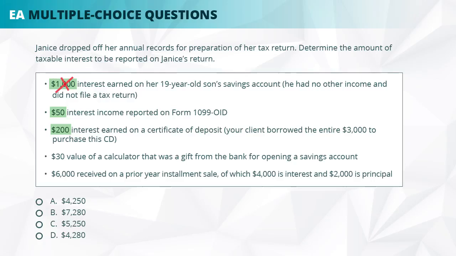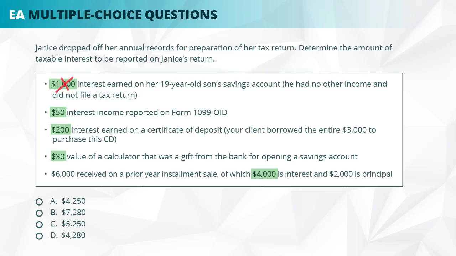The fourth item is $30 value of a calculator that was a gift from the bank for opening a savings account. The value of the calculator is not a gift, but is consideration interest for opening a savings account. Therefore, this $30 should be included as taxable interest. The final item is $6,000 received on a prior year installment sale, of which $4,000 is interest and $2,000 is principal. The $4,000 interest from the installment sale should also be included as taxable interest.